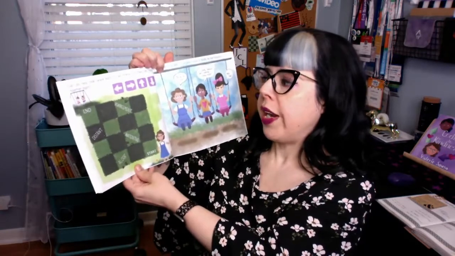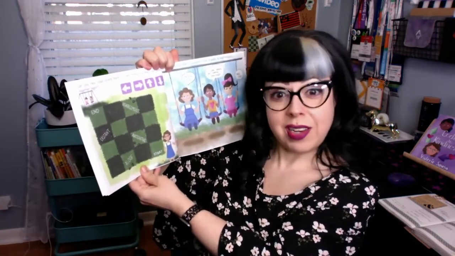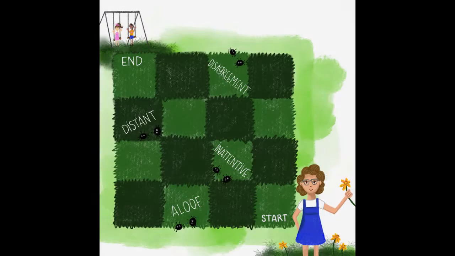Can you help code Grace back to her friends so they can play together again? Use the arrows provided to code a path to get Grace back to her friends on the swings. This is a good place to pause the video and take a look at the puzzle and see if you can find the answer.